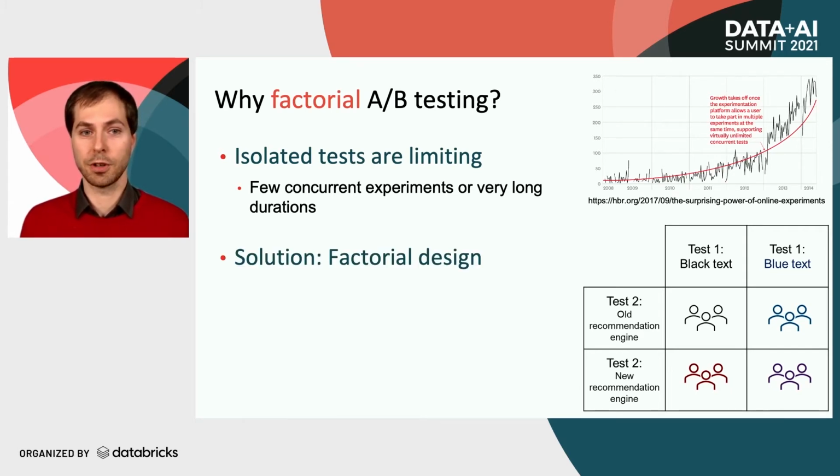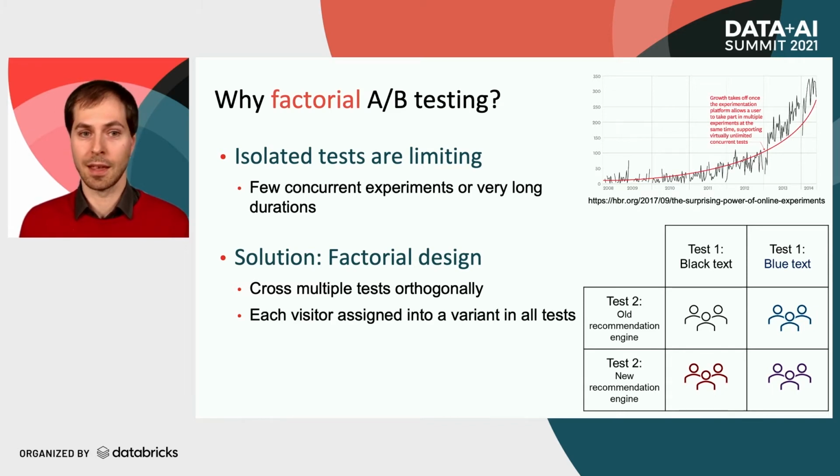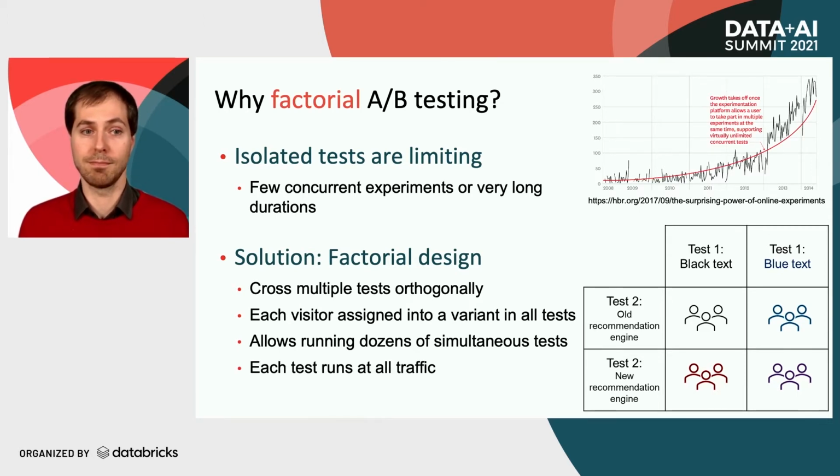And this is called a factorial design of an experiment. So you have to cross these tests orthogonally. There must really be a random allocation. And therefore, each visitor gets assigned into all the tests. And this will allow running dozens of simultaneous tests if done correctly, because then you will be testing all of these tests on all the traffic that you get. And therefore, you will get faster results.